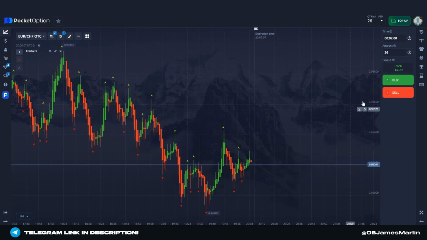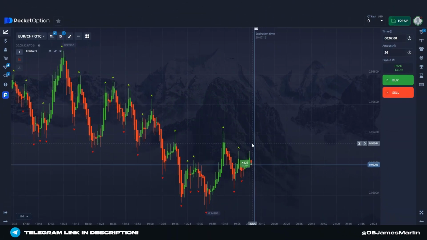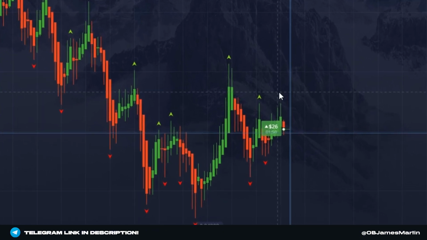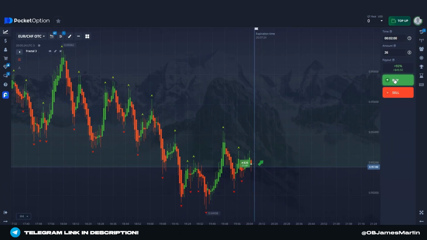Alright guys, the first step is to choose a pair. You can use live pairs or OTC, and then you need to find a pair with an activity of rise in the price. For example, the candles right here just rose up, okay? So I quickly open a buy trade on this with 2 minutes expiration time, with $26.